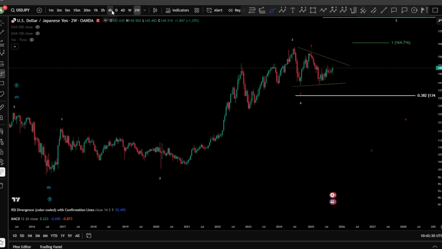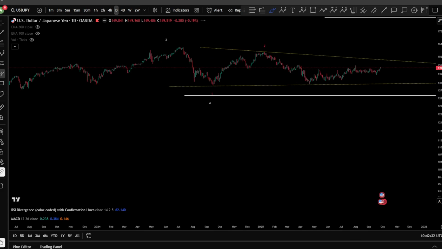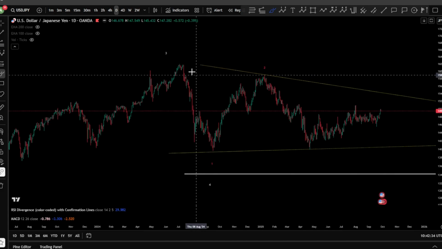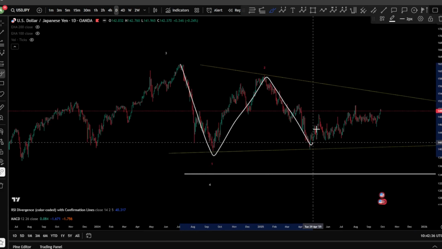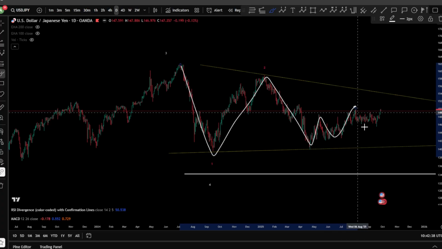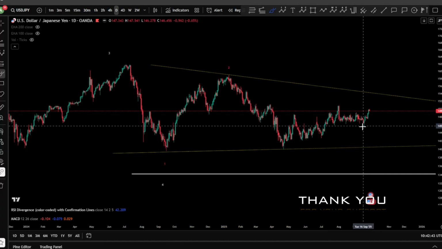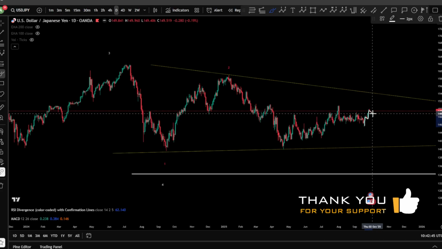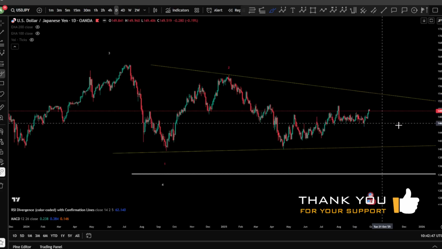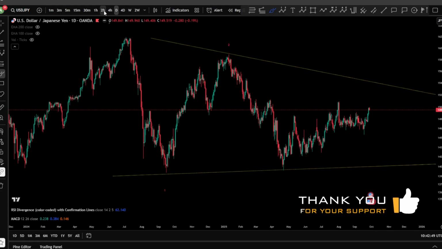Let's move inside it to see it much more clearly here on the daily. You can see that after an A, B, C and a wave D given as a zigzag already, you got another zigzag for wave E here, and you start to see an impulsive wave upward. So basically we have to be careful with it.